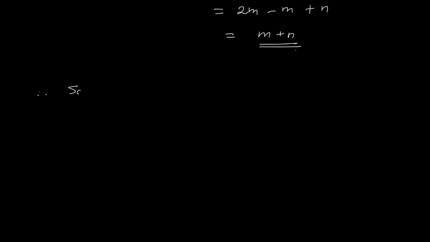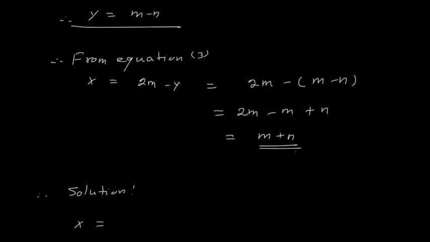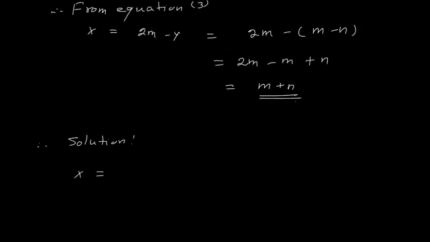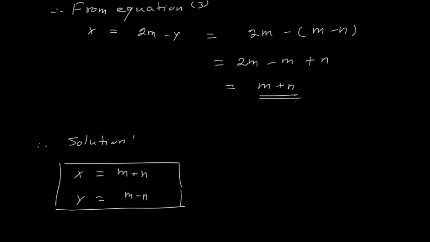So therefore final answer, solution: we have x is equals to m plus n and we have y is equals to m minus n. So this is the value of x and y.